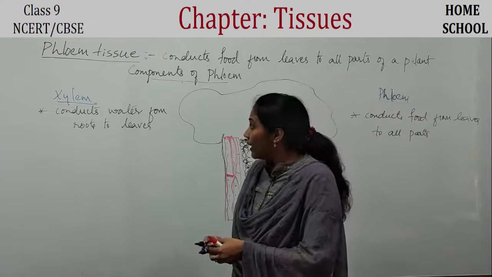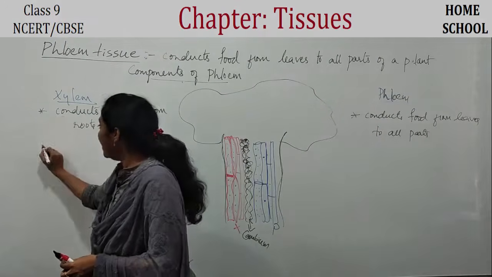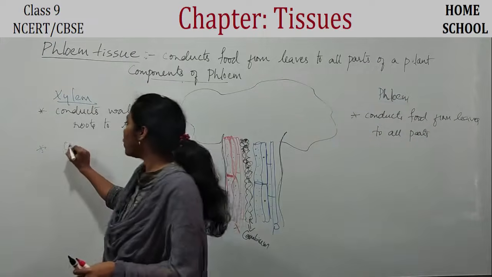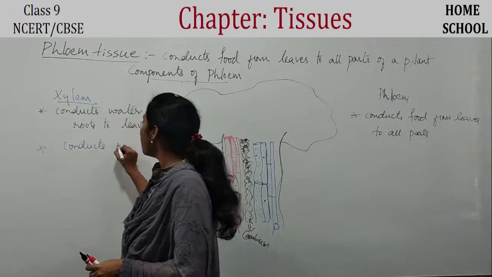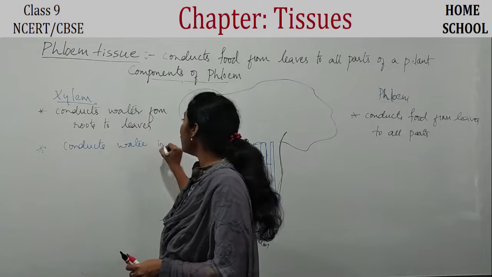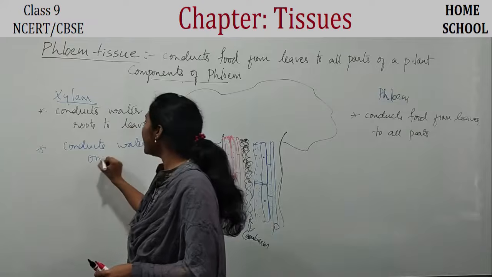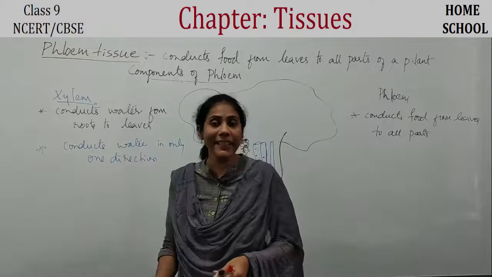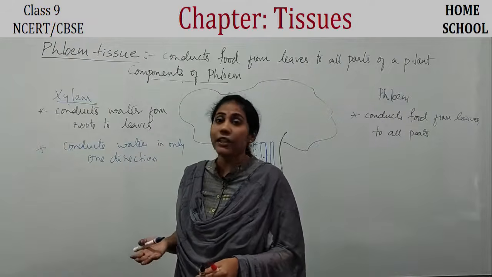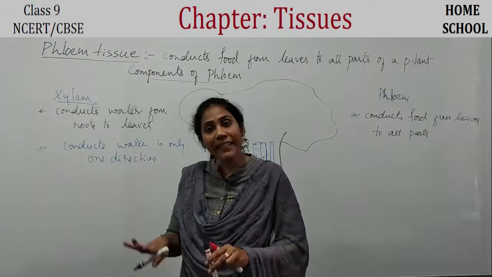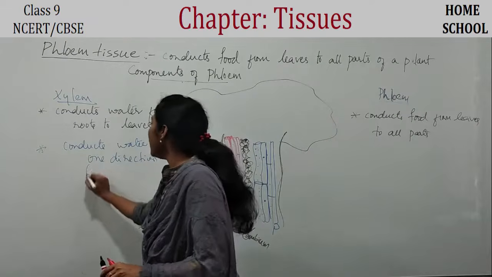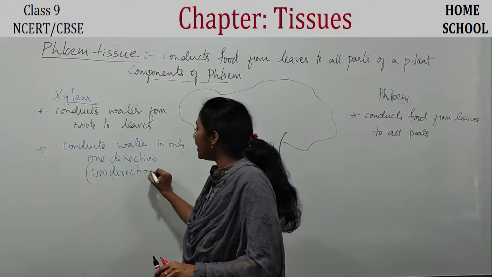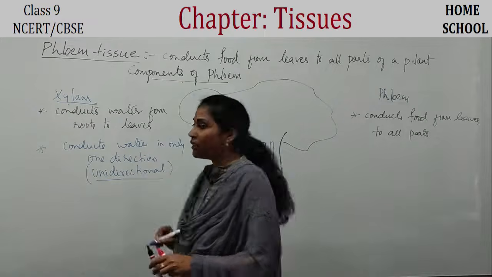And the xylem tissue conducts water in only one direction. Yes or no? Only from bottom to top it can carry the water. Not from top to bottom. It can only carry the water from bottom to top. That is what we will call unidirectional. Unidirectional, very important word.